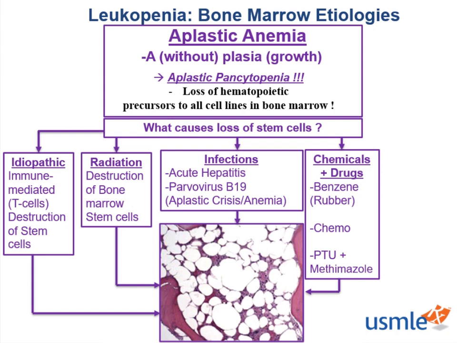Chemicals and drugs can also deplete bone marrow stem cells. Benzene exposure in the rubber industry is a classic example. Look for the person working in shoe assembly and repair as they work with rubber. Chemotherapy drugs are anticipated to cause aplastic anemia.